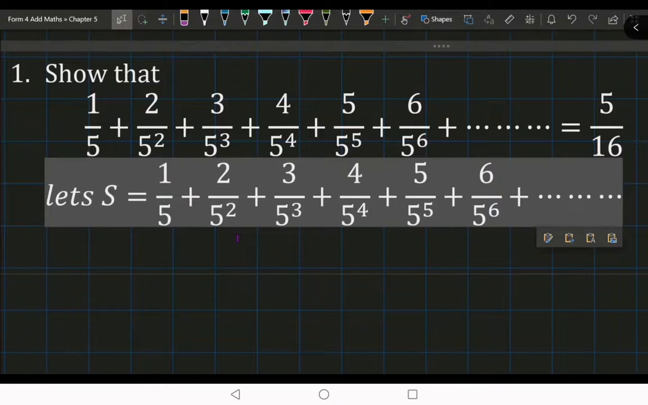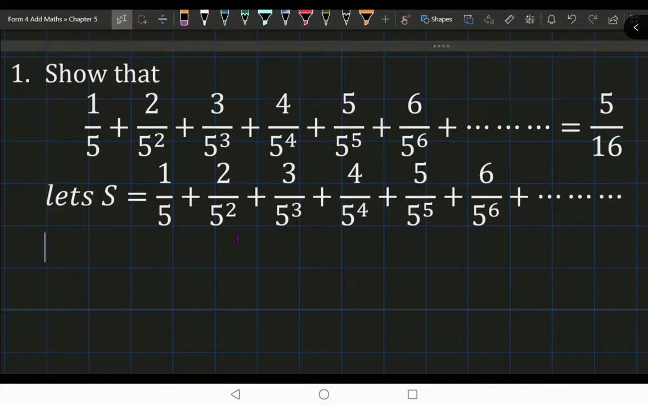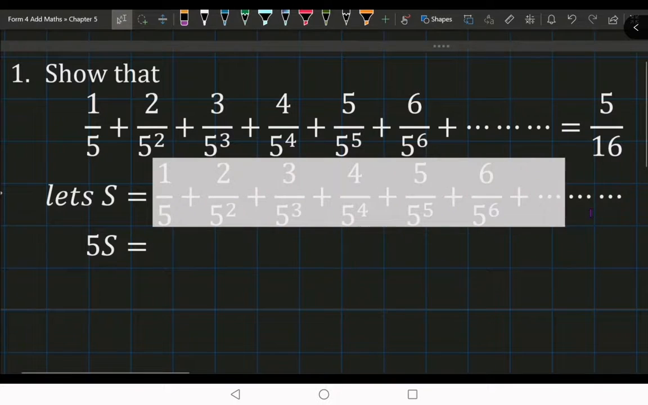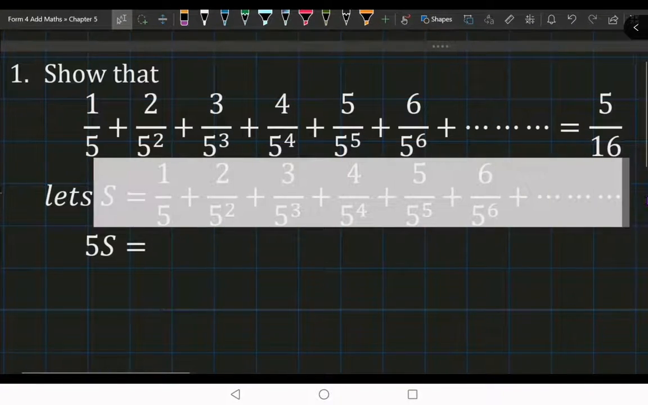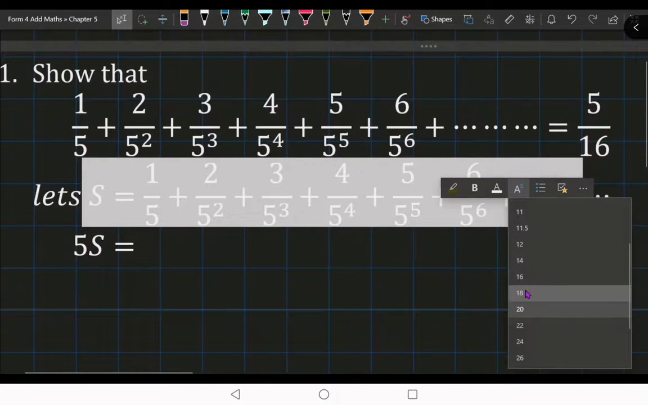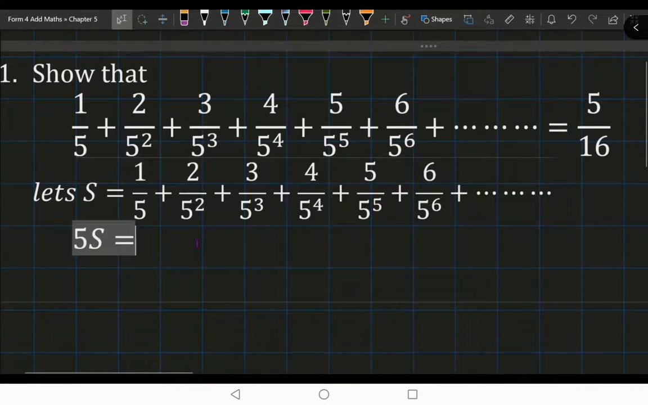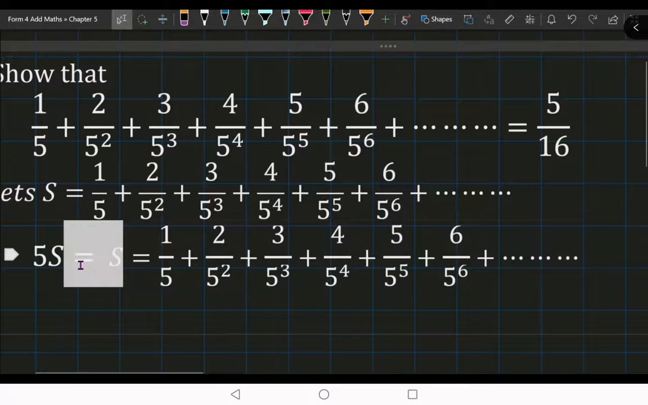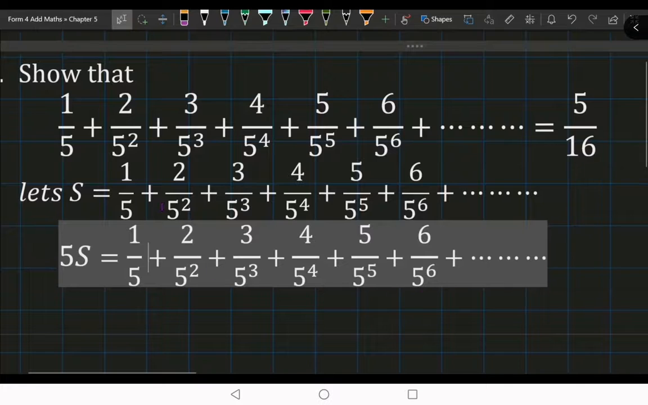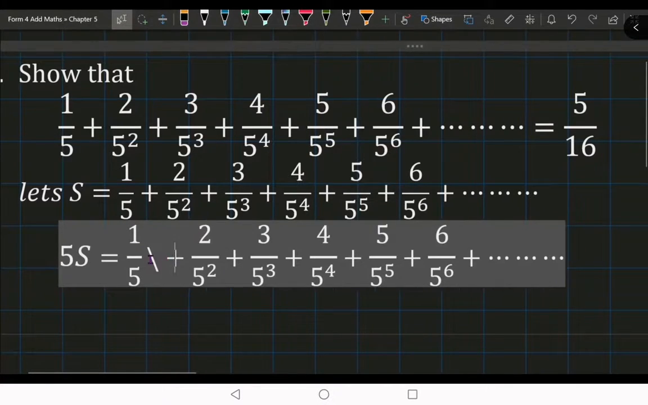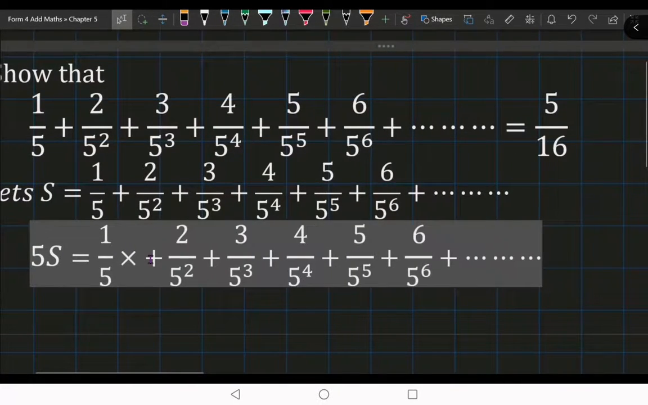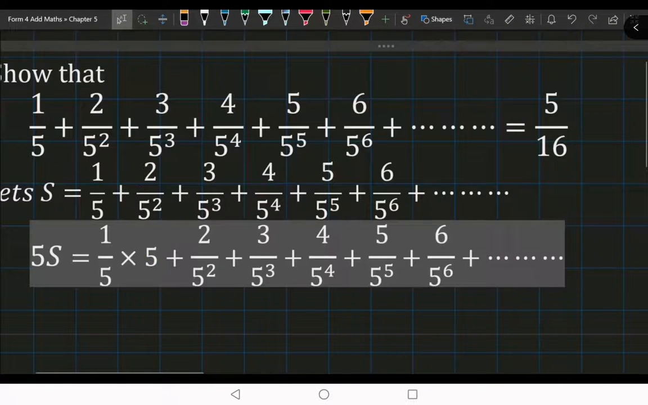After that we are going to multiply by 5. We multiply this equation, everything times 5. That means 5x. Okay, we get 5x equal to everything times 5 here. So everything is times 5, because the first equation you already times 5.